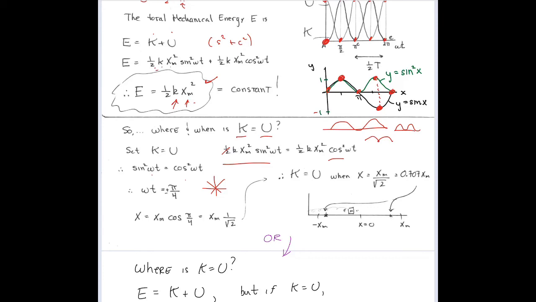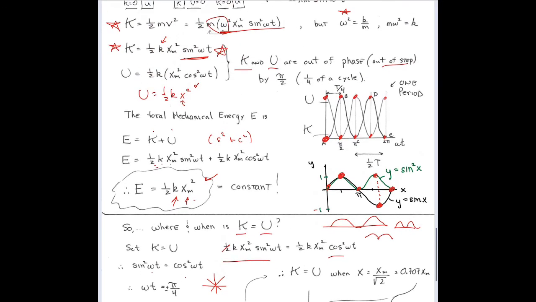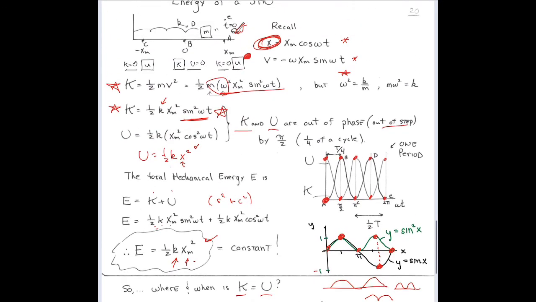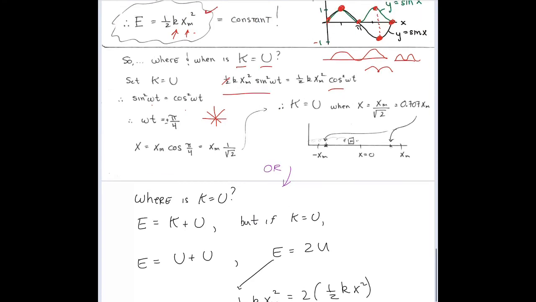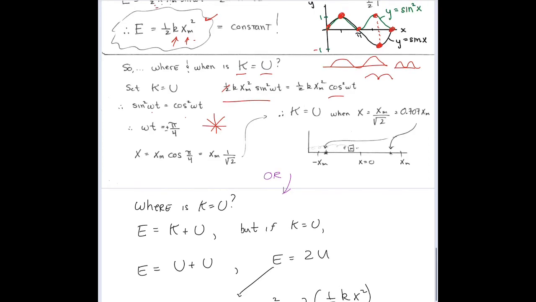Then I'm going to take omega t and put it into my position function. There's my position function. I'm going to put in omega t is pi over 4. The cosine of pi over 4 is 1 over the square root of 2. So that says that the kinetic is equal to the potential when it's at x max over the square root of 2.